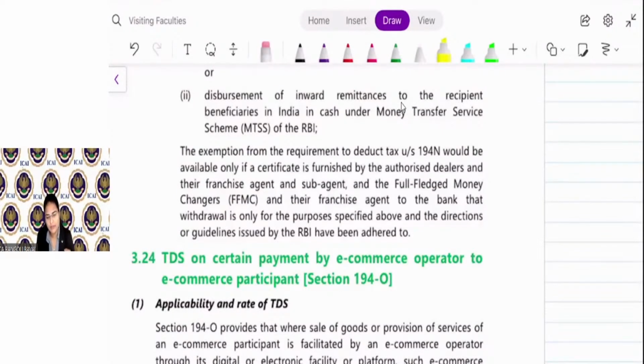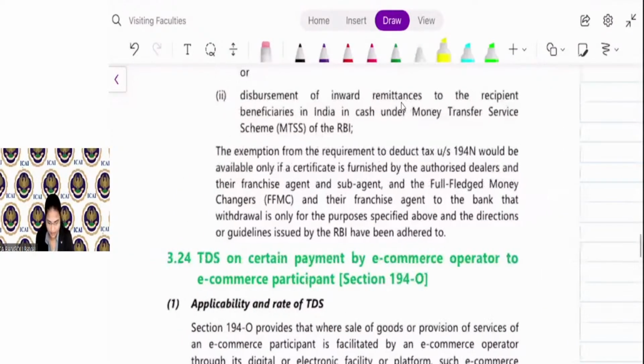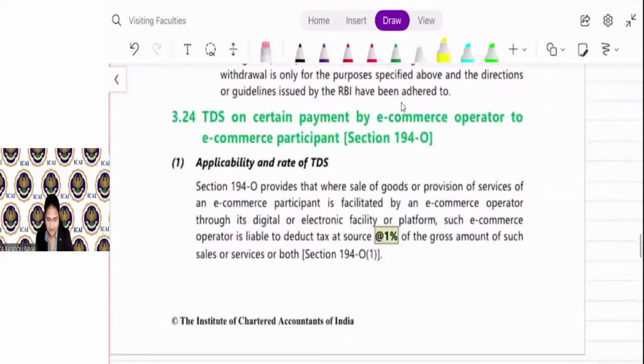And if you are not filing your return for past 3 years, then the 1 crore limit is reduced to 20 lakh. Okay, so up to 20 lakh you are withdrawing, then no TDS is required to be deducted. 20 lakh to 1 crore, 2% is the rate of TDS, and exceeding 1 crore, the rate of TDS is 5%. Clear? So let us take a break of 5 minutes. After that, we will discuss the next section, that is section 194O.